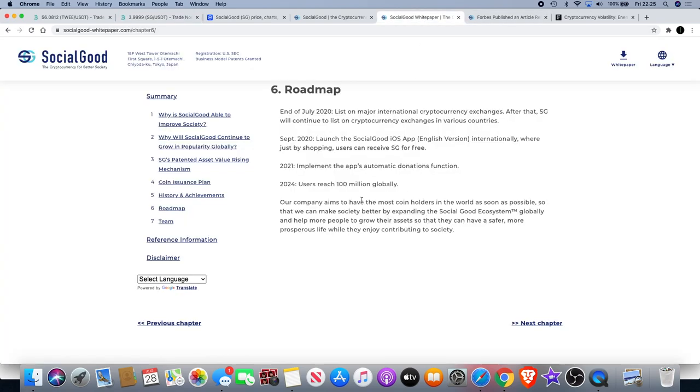Let's go back to the white paper. 2021, they implement the app's automatic donations function. 2024, users reach 100 million globally. Our company aims to have the most coin holders in the world as soon as possible, so that we can make society better by expanding the Social Good ecosystem globally and help more people to grow their assets so that they can have a safe and more prosperous life while they enjoy contributing to society.